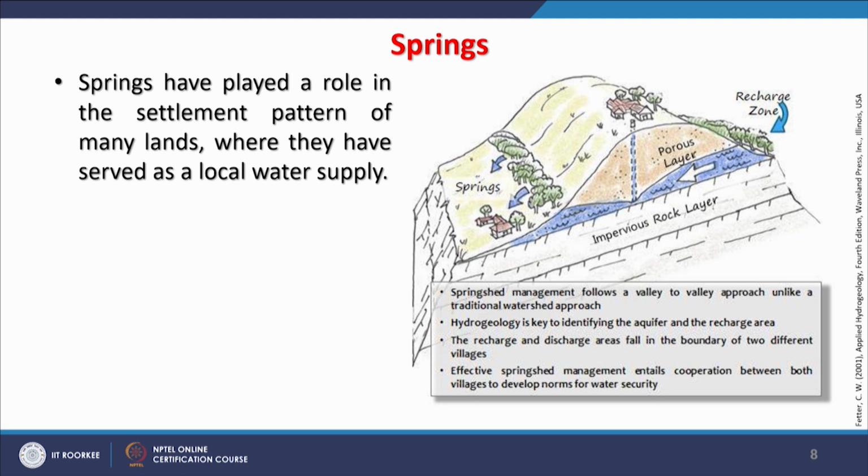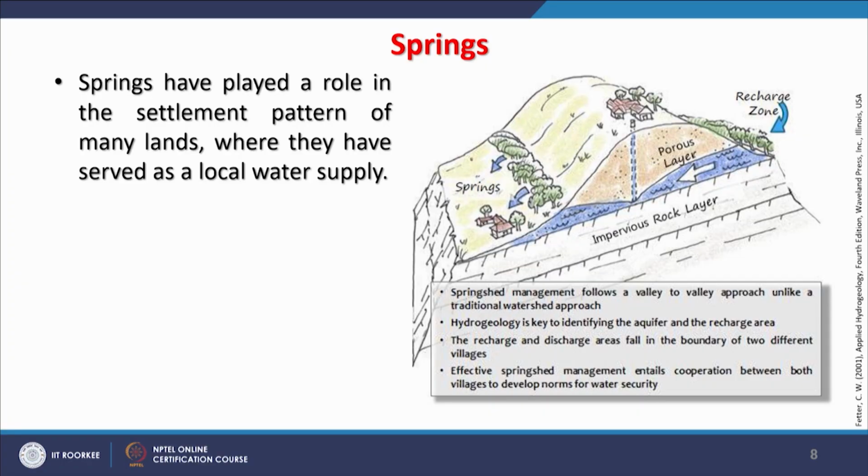Now, springs, as you know, have played a very important role in the settlement pattern of many lands, including our Himalayan terrain or other hilly parts of India, or globally also. And these springs have served as a local water supply. So, in mountainous terrain, when you are having springs, that means you are having water, and if it is a perennial spring, then definitely the settlement will take place there.